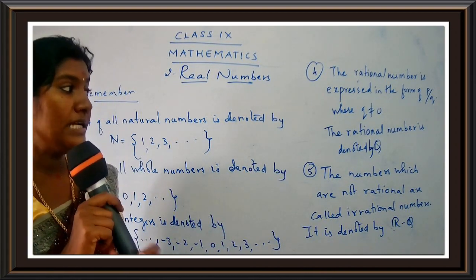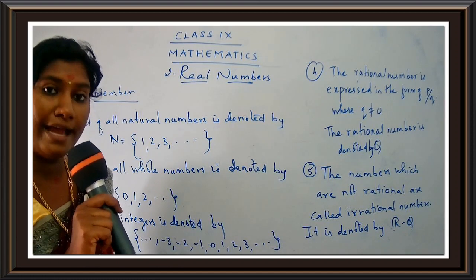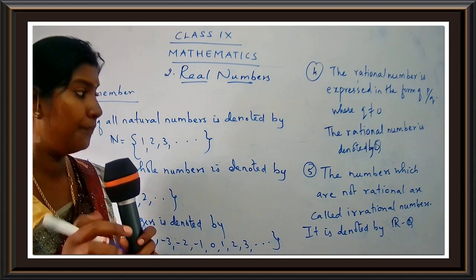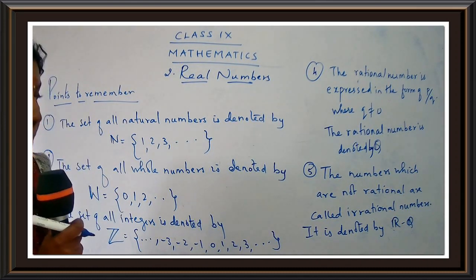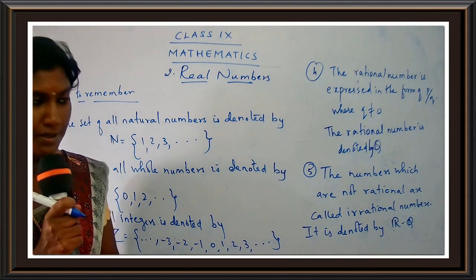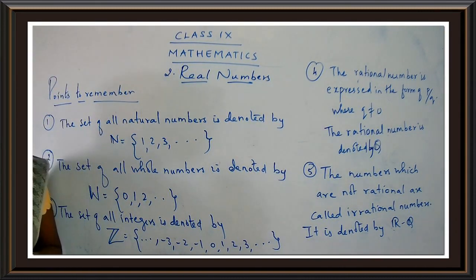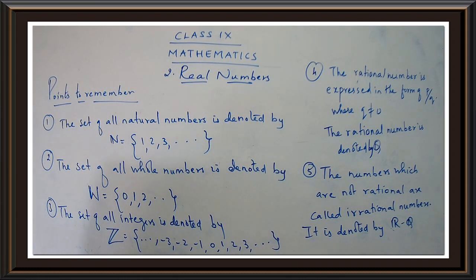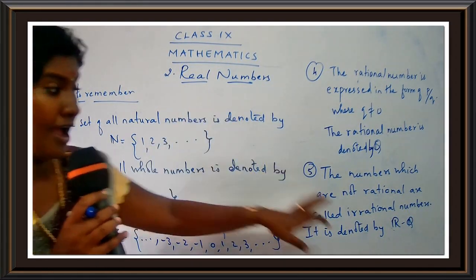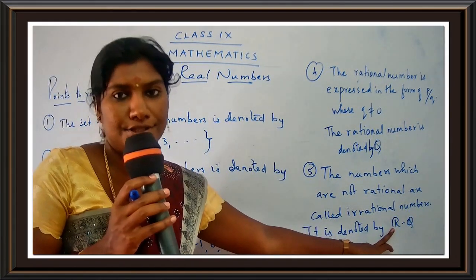How is a rational number denoted? A rational number is denoted by Q. And the last one: the numbers which are not rational are called irrational numbers. What is the definition for irrational numbers? The numbers which are not rational are called irrational numbers. And it is denoted by R minus Q. I told you that we denote real numbers as R. So it's R minus Q.